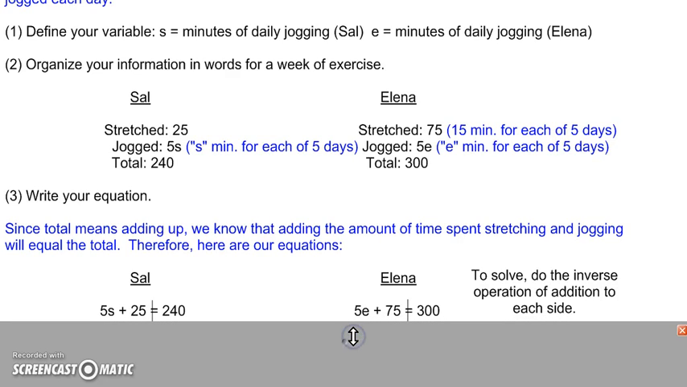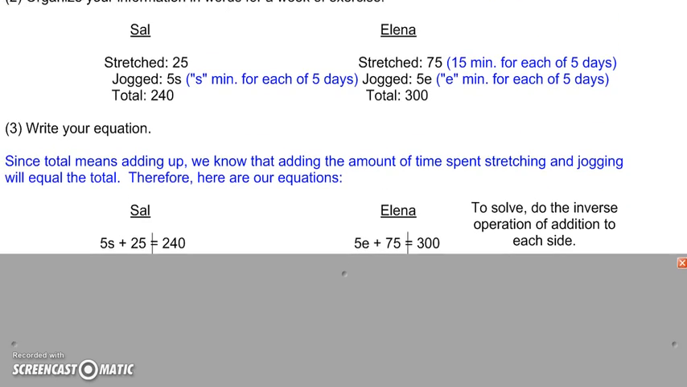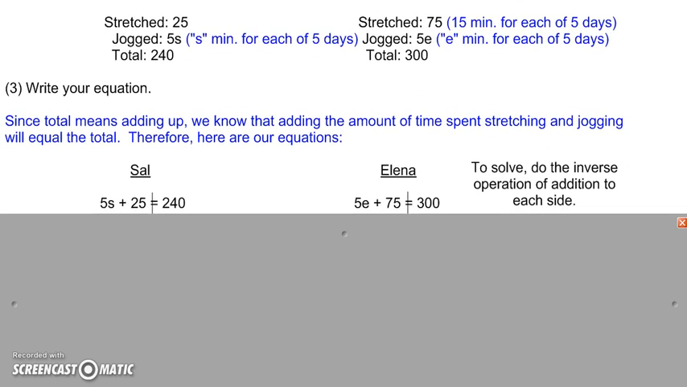So for Sal, we say that his equation will be 5s plus 25. You could also write that as 25 plus 5s, because the total of his jogging and his stretching added together would give us 240. With Elena, the same kind of thing occurs. We have our minutes for jogging, our minutes for stretching added up is going to give us 300. And from there, we want to solve both equations to find the number of minutes.